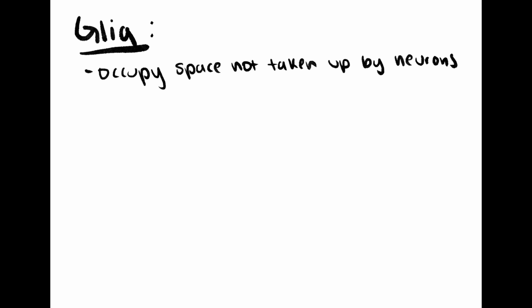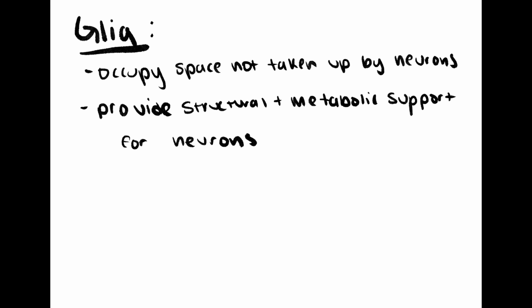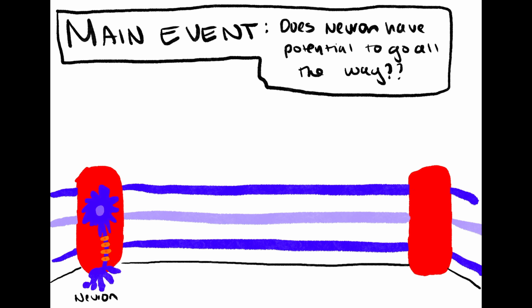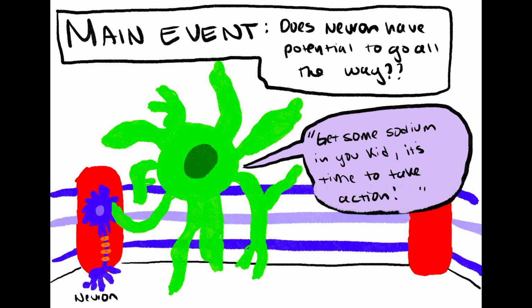Oh, also, just an FYI, there's another type of neurocell in the brain called glia. We don't really have enough time to go into too much detail on these, but know that glia essentially occupy the space in the nervous system not taken up by actual neurons. Glia provide structural and metabolic support for neurons. For example, transporting nutrients to the neuron or clearing up excess neurotransmitters. The neurons are the UFC cage fighter, and the glia are giving it water and wiping up sweat and blood on the cell lines. All right, back to the neuron.